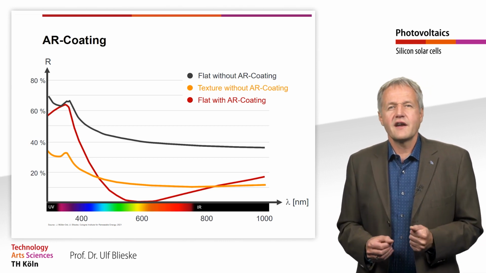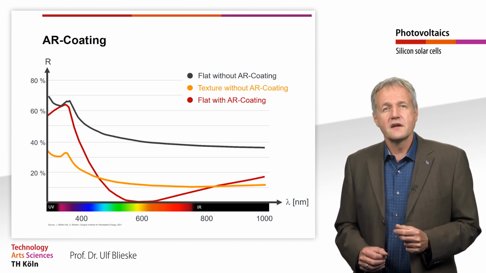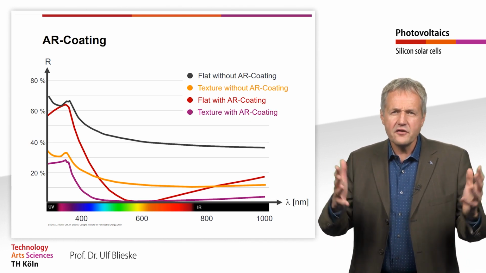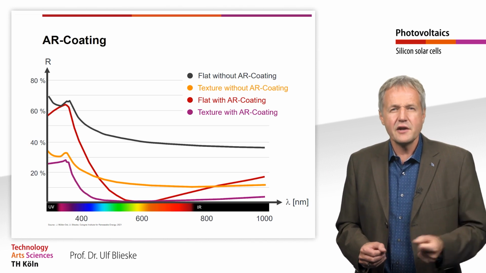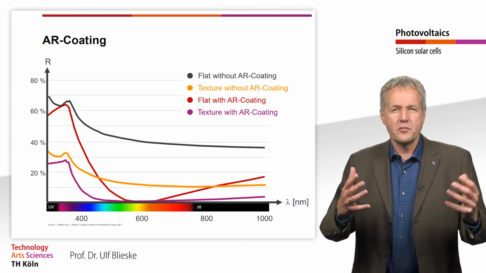If the antireflective layer is applied to a textured surface of silicon, this curve applies. Here the reflection in the blue spectral range is already significantly reduced and the solar cell appears in dark blue.